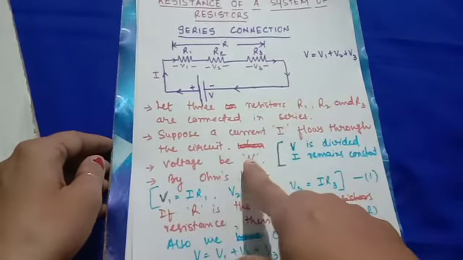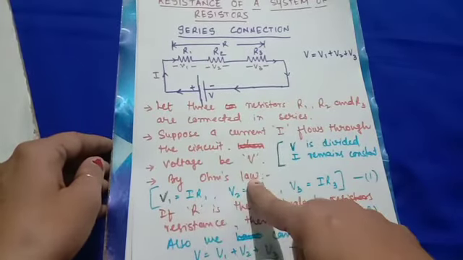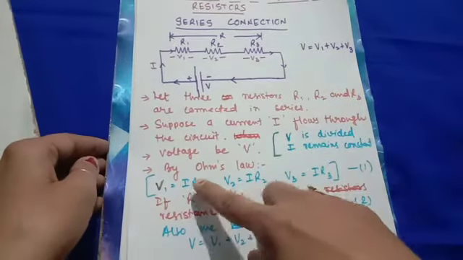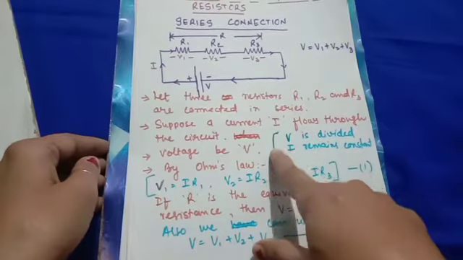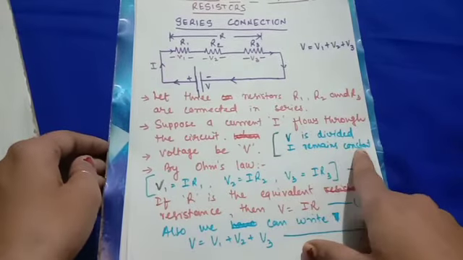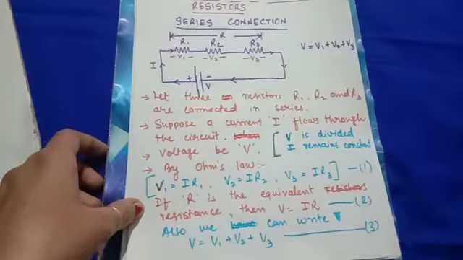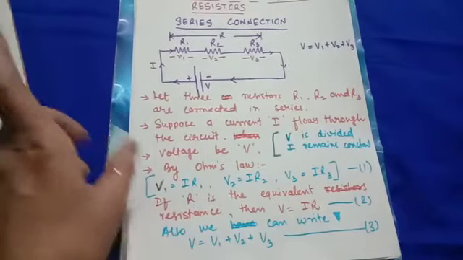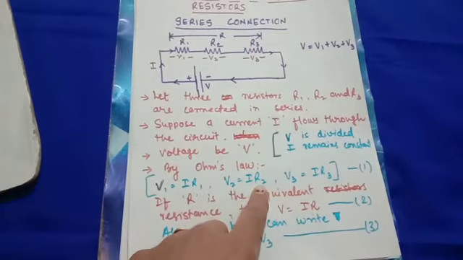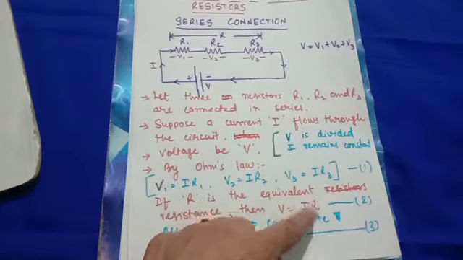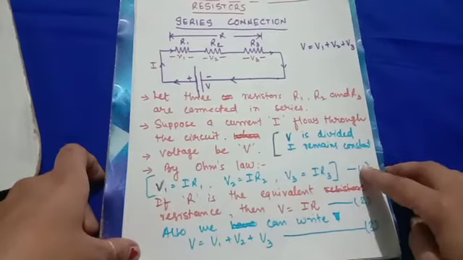Okay, voltage V by Ohm's law. What is Ohm's law? Just now you have seen V is equal to IR. Okay, and here V is divided. This I have written so that you remember. I remains constant. Now we have that V is equal to IR. So if I go for V1 it will be IR1, V2 it will be IR2 and V3 it will be IR3. Let it be equation number 1.